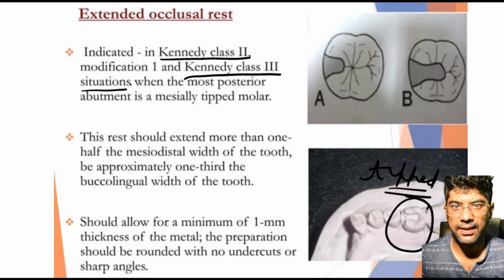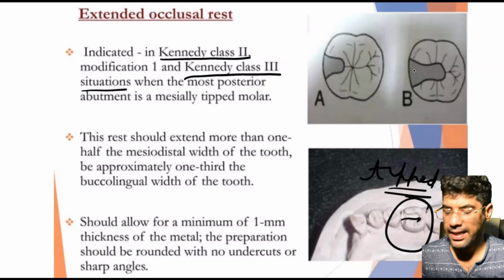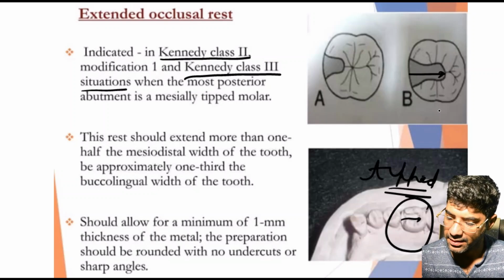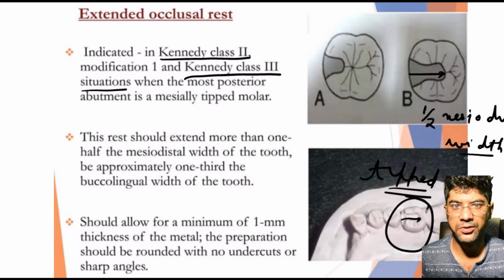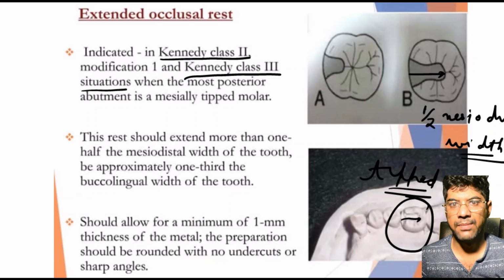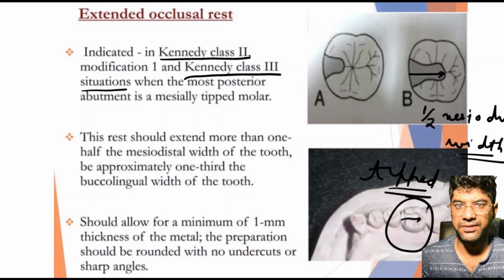Or severely tilted abutment teeth. So it is a clinical indication. It is done in Kennedy class 1 modification and class 3 situations. This situation often involves the posterior abutments that are mesially tipped, and an extended occlusal rest helps to minimize further tipping and ensures the forces are directed down the long axis of the abutment teeth.